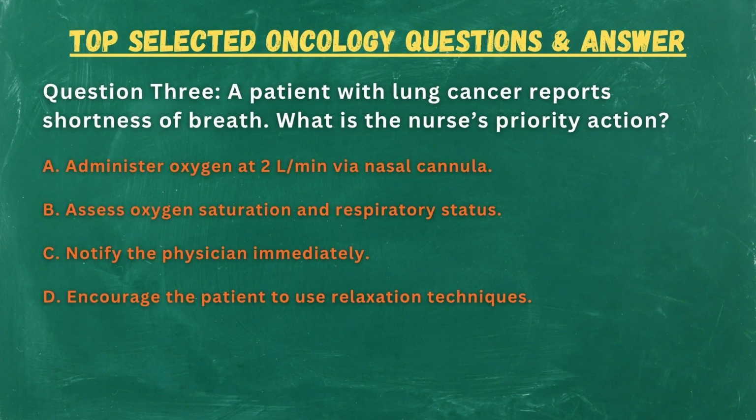Question 3. A patient with lung cancer reports shortness of breath. What is the nurse's priority action? A. Administer oxygen at 2 liters per minute via nasal cannula. B. Assess oxygen saturation and respiratory status. C. Notify the physician immediately. D. Encourage the patient to use relaxation techniques.